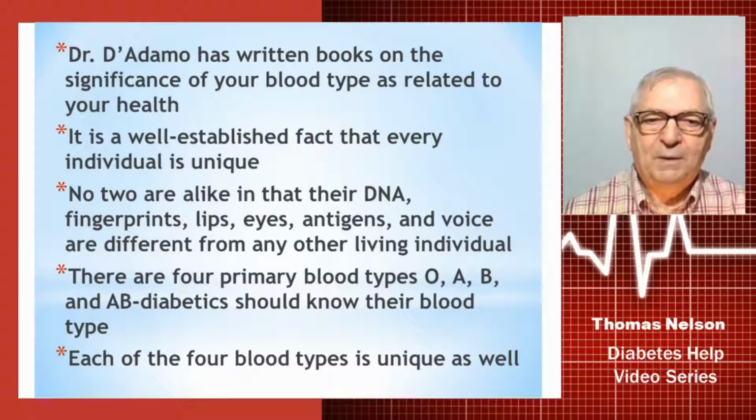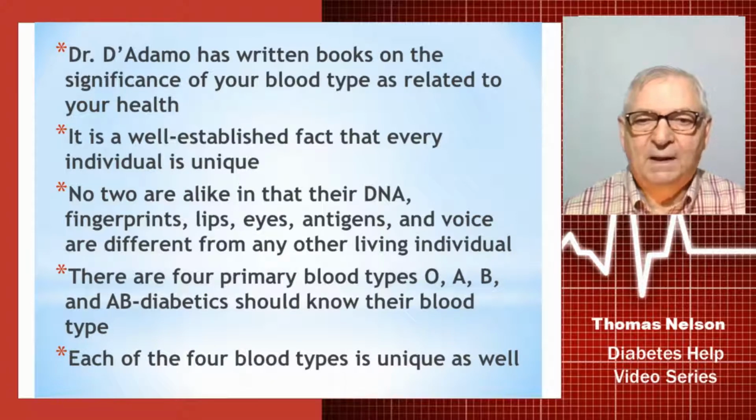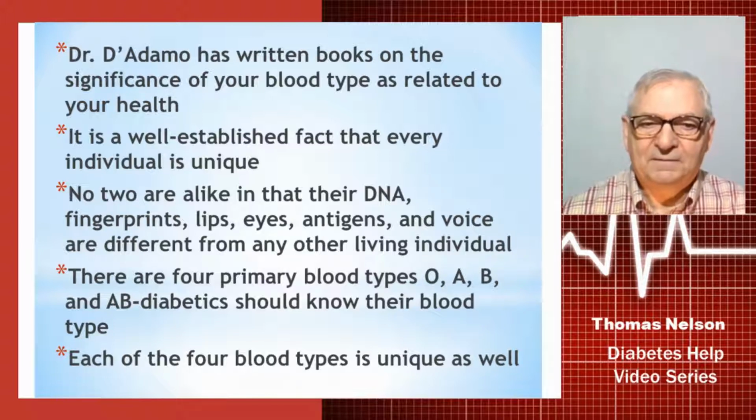There are 4 primary blood types: type O, A, B, and AB. Diabetics should know their blood type. If you don't, you should make an effort to find out. You can donate blood and find out free of charge, or I'll show you a website where you can go to Dr. D'Adamo's website and buy a little in-home test kit that's not real expensive. But the key is you really do need to know what your blood type is.